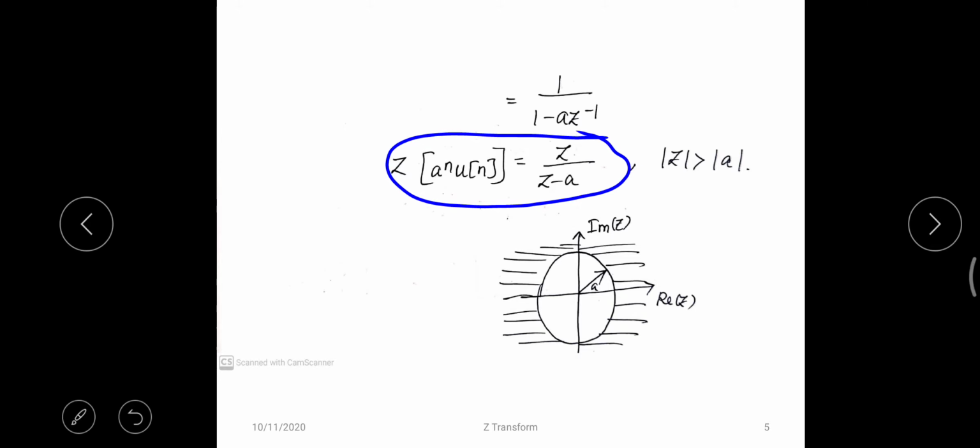So as of now I got mod of z is greater than mod of a, where a is the value which has some radius. So my mod of z is greater than mod of a, which means that whenever my z value is lesser than a, this z by z minus a is not applicable. Only if my z value is greater than a, I can use this formula, that is z by z minus a.